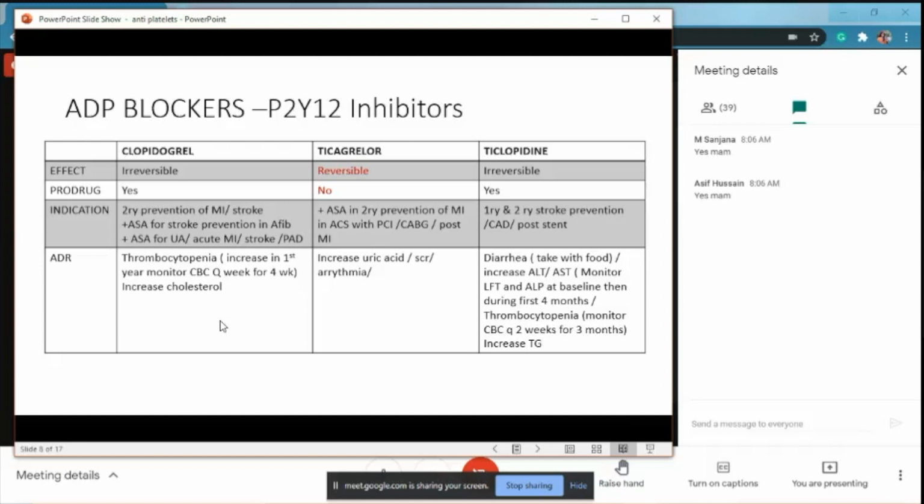Let's have a look at the indication of ticagrelor. So we give it in combination with aspirin for the secondary prevention of myocardial infarction in acute coronary syndromes in patients with PCI.